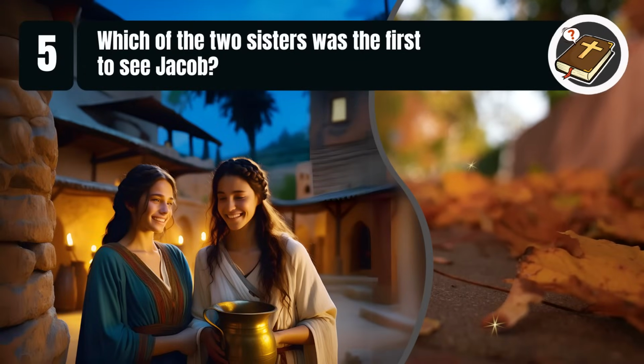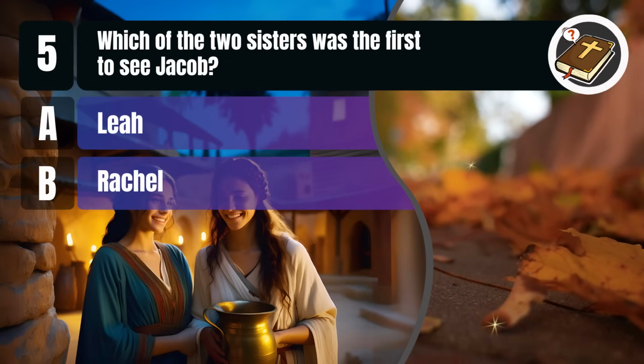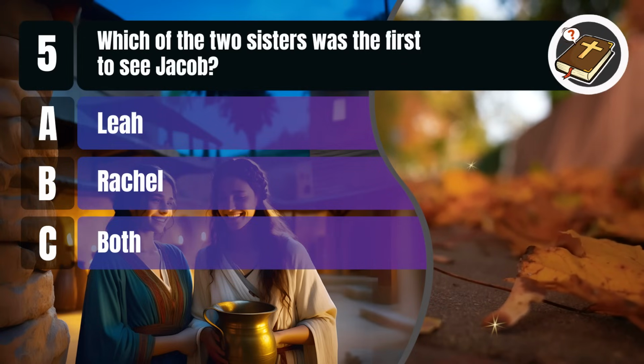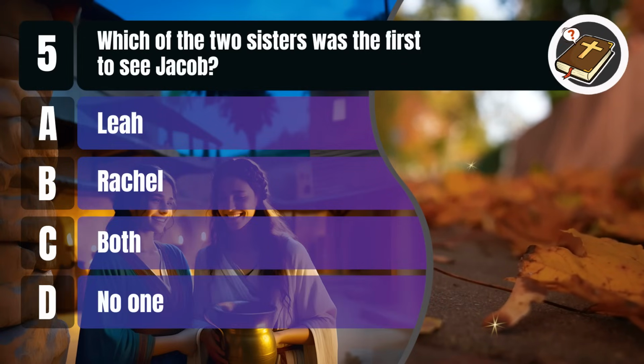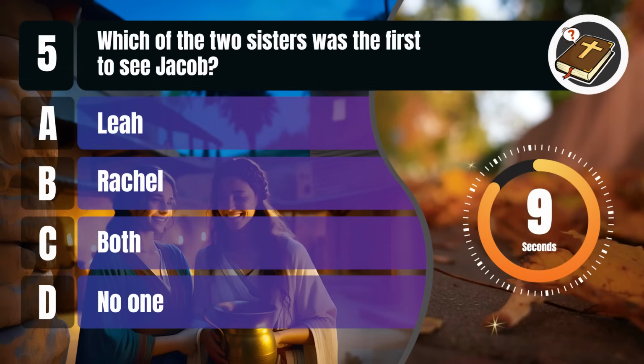Question 5. Which of the two sisters was the first to see Jacob? A. Leah. B. Rachel. C. Both. D. No one. You get 10 seconds.